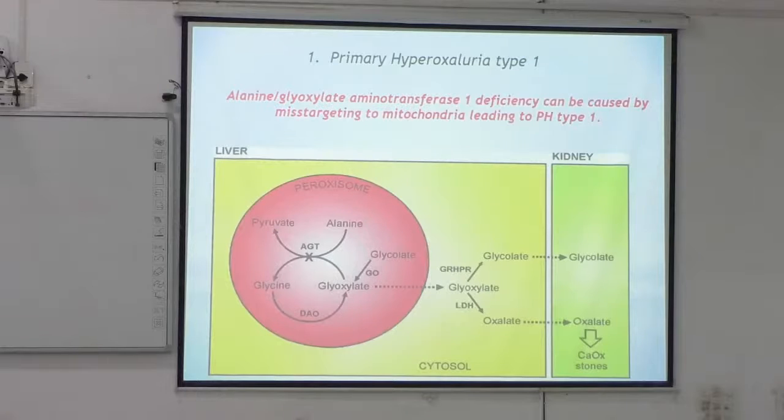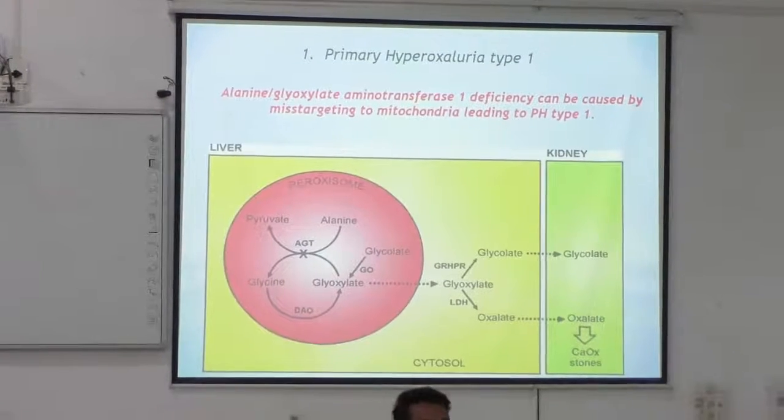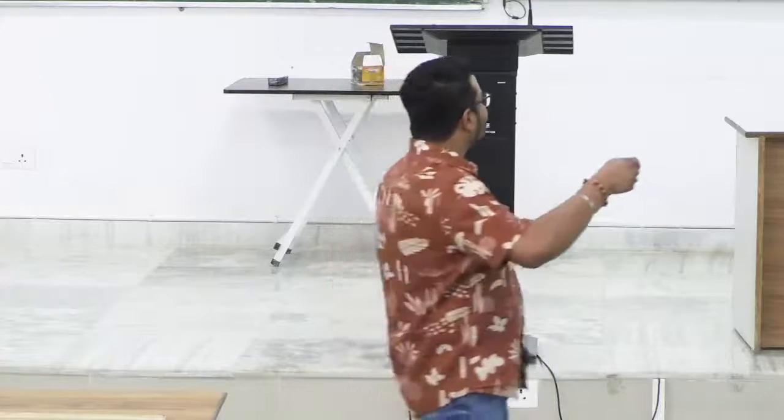Now what happens? There will be a deficiency of this enzyme in the peroxisome. Because of that, there will be no conversion of glyoxylate. As a result, glyoxylate will start accumulating in the blood. It will convert into oxalates. This oxalate will combine with calcium and form calcium salts. These calcium salts are responsible for the renal calculi seen in hyperoxaluria type 1. The renal stones we see in this condition are because of the formation of calcium oxalate due to the deficiency. And why is this happening? Because of mistargeting or a targeting error, which can be because of any mutation. Is that clear?